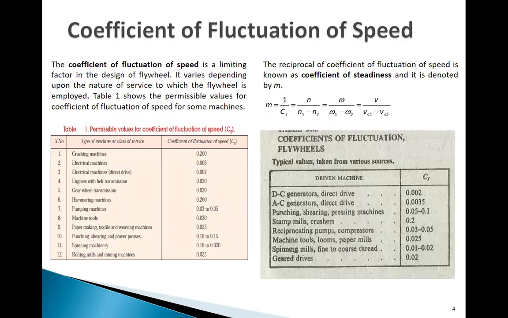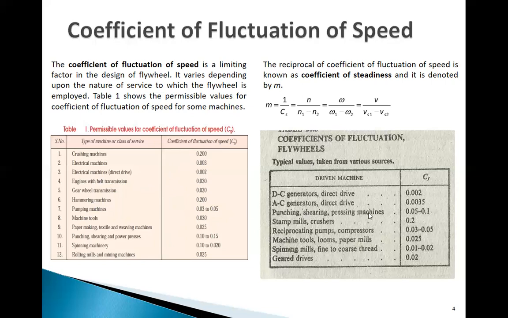Now, the coefficient of fluctuation is a limiting factor in the design of a flywheel and the applications have kanya-kanya coefficient of fluctuation. It varies depending upon the nature of service to which the flywheel is employed. So, table 1 shows the permissible values for coefficient of fluctuation of speed for some machines. Ito from Gupta, Machine Design. Ito yung mga application, type of machine or class of service, crushing machines, at ito ang coefficient of fluctuation of 0.2, electrical machines, 0.003, di ba? So crushing, malaki. Dito, malaki ang coefficient of fluctuation. So gear wheel, 0.02. Kaya pag mataas ang coefficient of fluctuation, mataas yung change of speed.